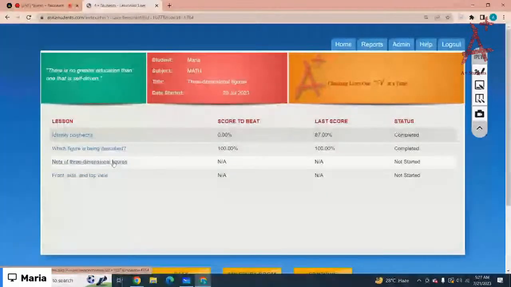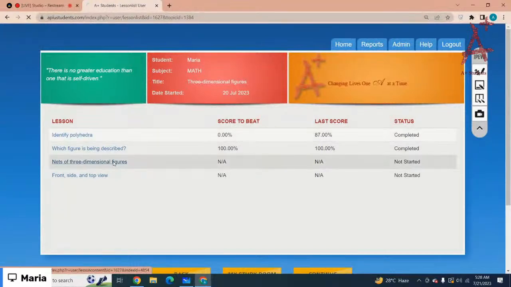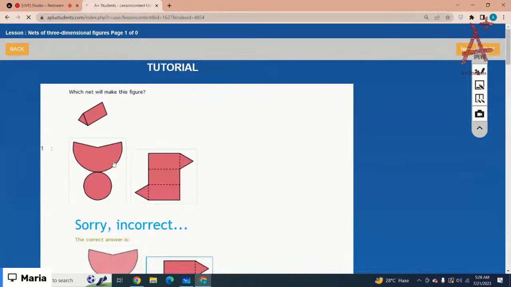Nets of three-dimensional figures. Okay, let's start with the next lesson. Which net will make this figure? You are given the nets, and you have to see which one makes this figure. You can see this one has the triangular faces, so that means this is the correct option. That's the one that makes this figure.